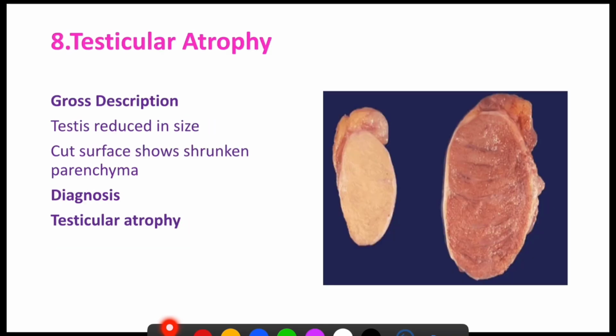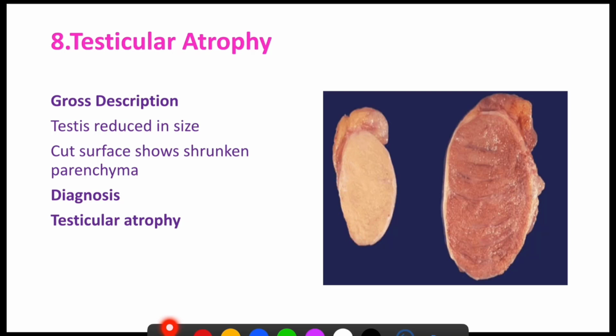Now atrophy. Here the testis is normal, testis is here, and here this is the reduced testicular size, and its cut surface shows shrunken parenchyma. So this is a specimen of testicular atrophy.